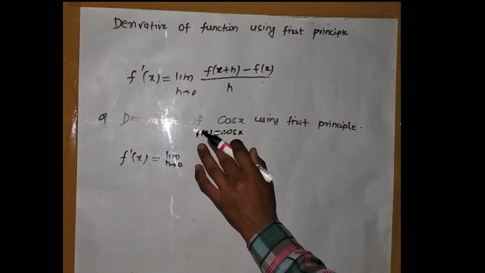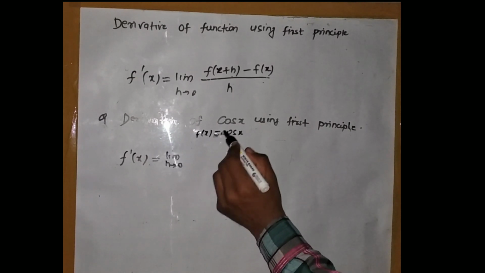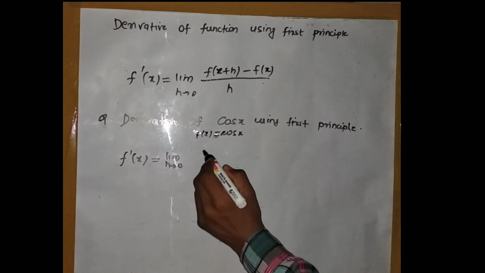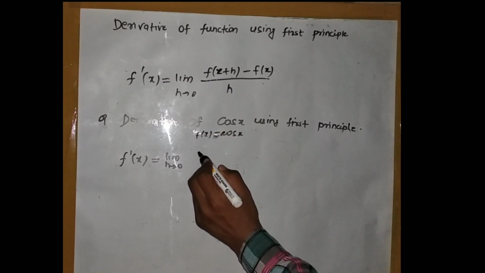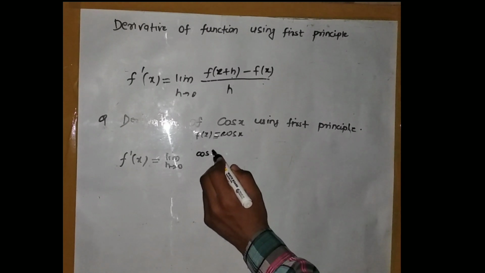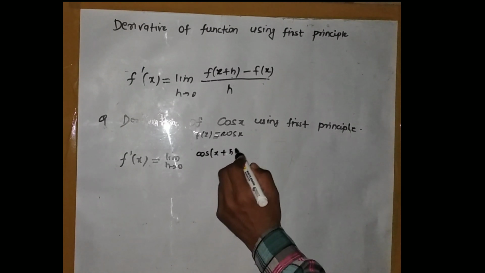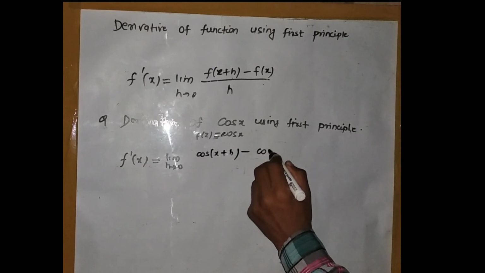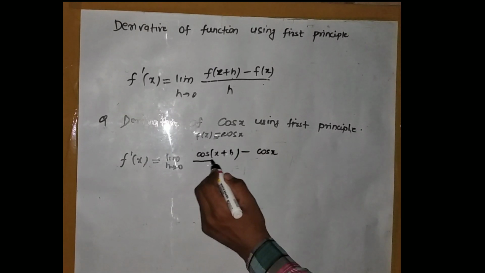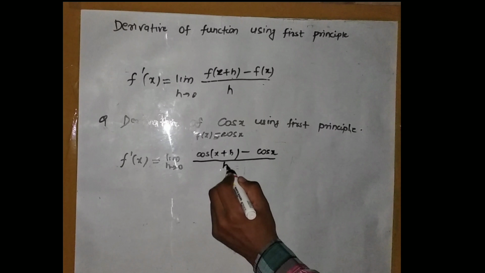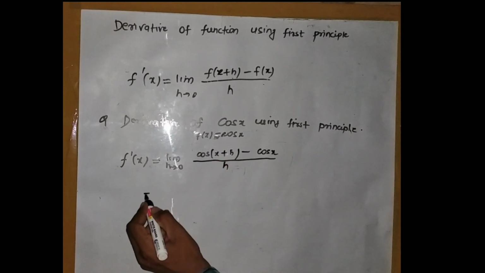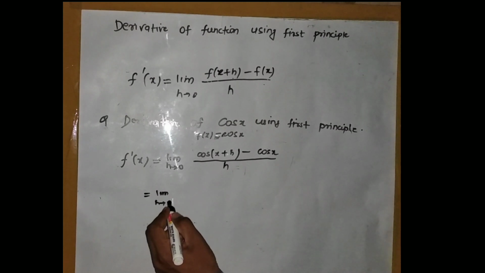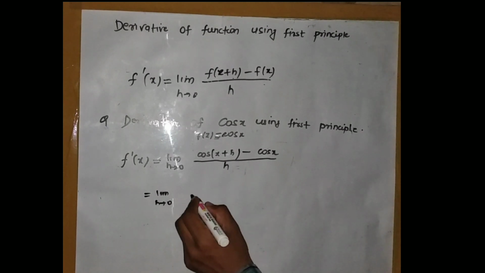f x is cos x, and when we have to find f of x plus h, we simply replace x by x plus h. So f of x plus h becomes cos of x plus h, minus f x. Minus f x is cos x, by h. So above limit becomes limit h tends to 0 of the expression cos of x plus h minus cos x by h.